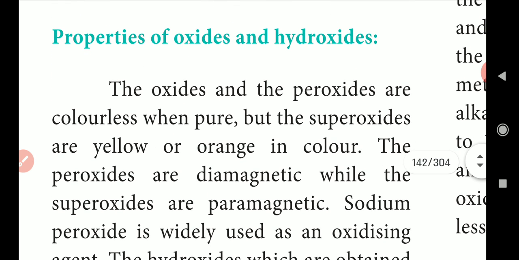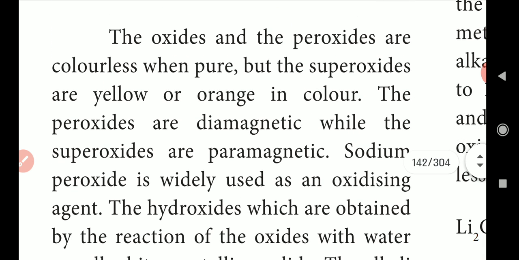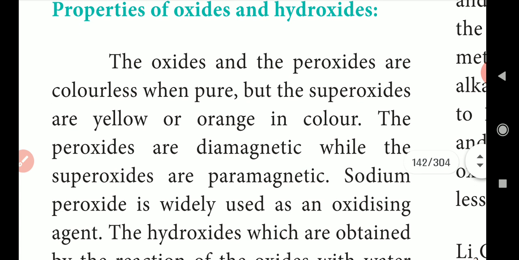Now, the properties of oxides and hydroxides. The monoxides and peroxides are colorless in the pure state, but the superoxides are yellow or orange in color. The peroxides are diamagnetic in nature, while the superoxides are paramagnetic in nature.